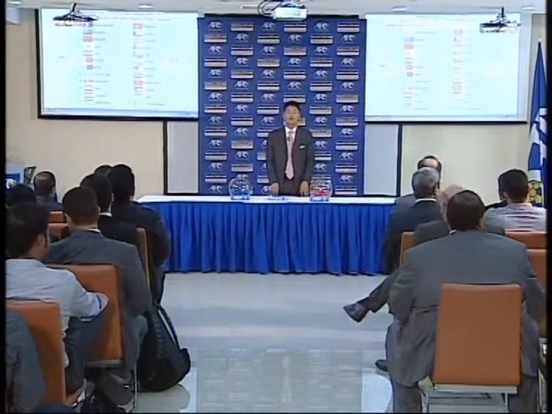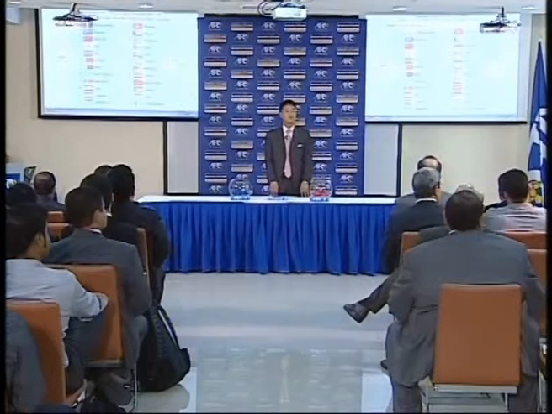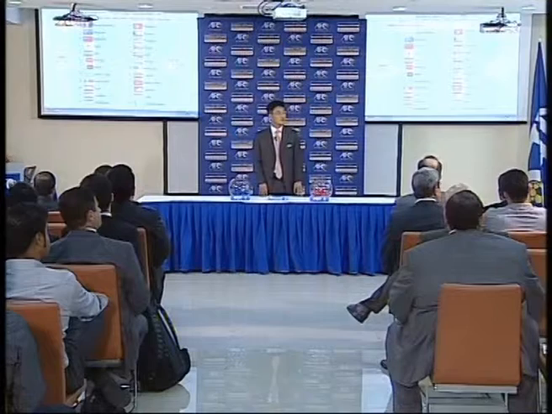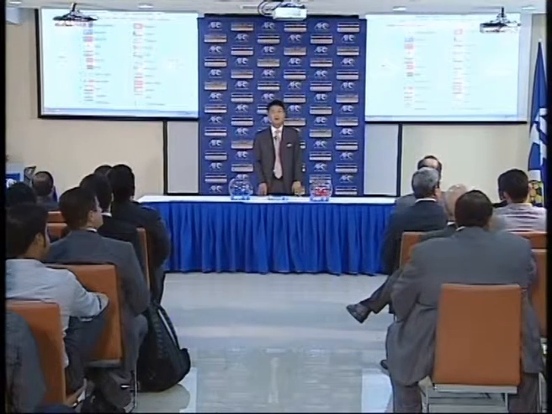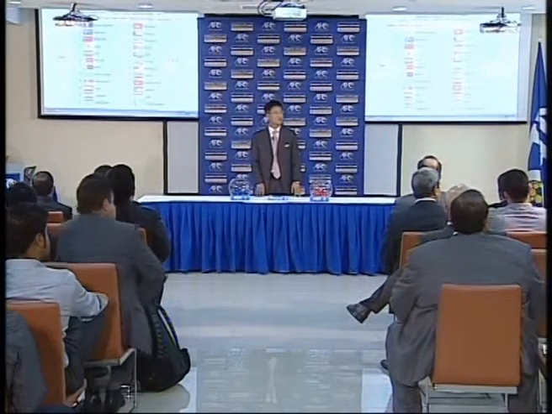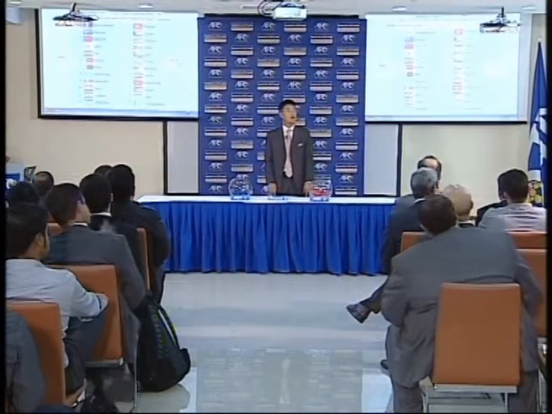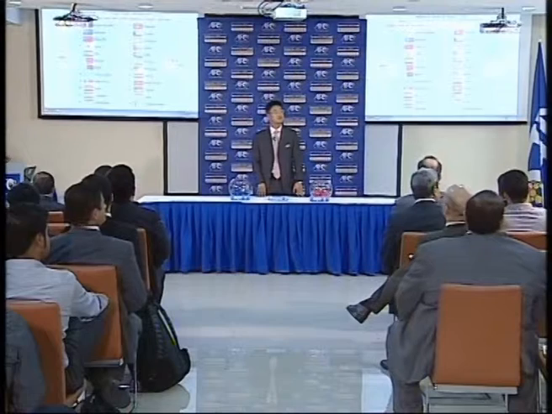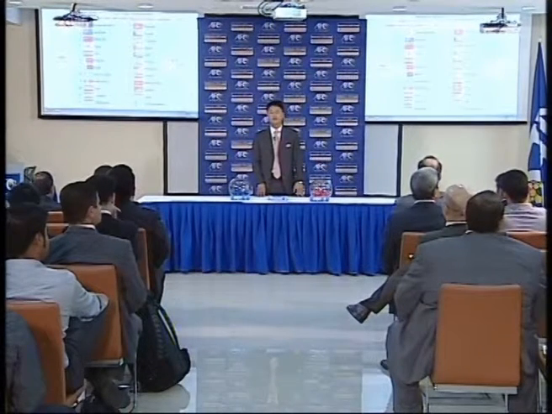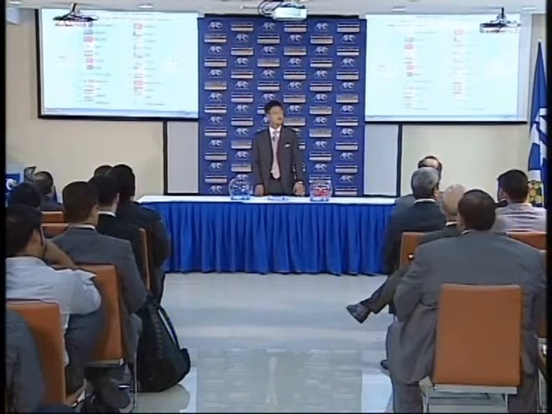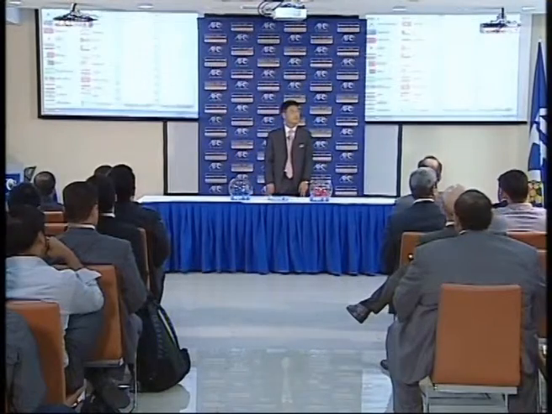As I explained, we will have 12 groups of two teams. So to make the draw, in part 1, we have placed 12 teams, ranked 1 to 12. And we have another 12 teams, ranked 13 to 24, in part 2. In part 1 and 2, there are 12 teams each.